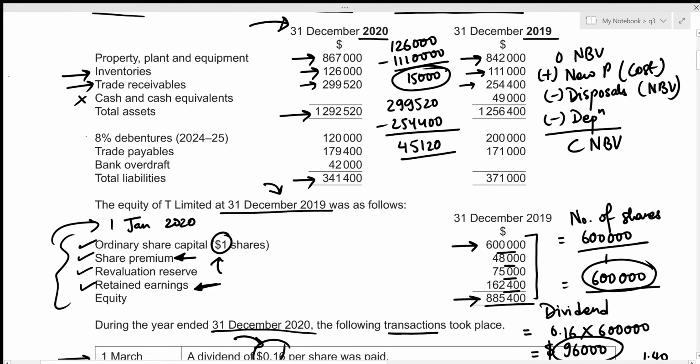And next one is 8% debenture, but this is a non-current liability. So we do not include this. We only include current liabilities, which is given to be trade payables. And we can see that for this year, it has a value of 179,400, whereas previously it had the value of 171,000. So there is an increment. Let's figure out its value. So that's 179,400 minus 171,000. Which results in the increment in trade payables to have the value of 8,400. Let's write it down.